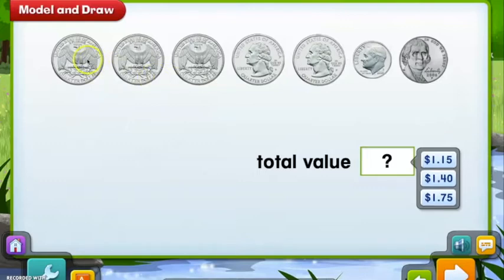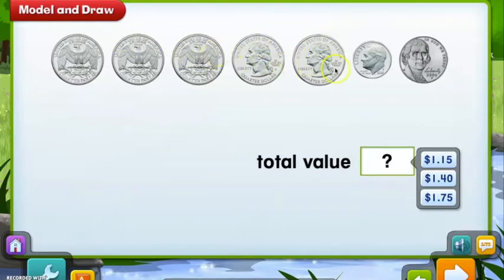Okay, so we have 1, 2, 3, 4 quarters right here. So we already know that we have a dollar, right? 4 quarters always equals a dollar. So if you ever see 4 quarters, you know that you have at least a dollar. So we have a dollar here.